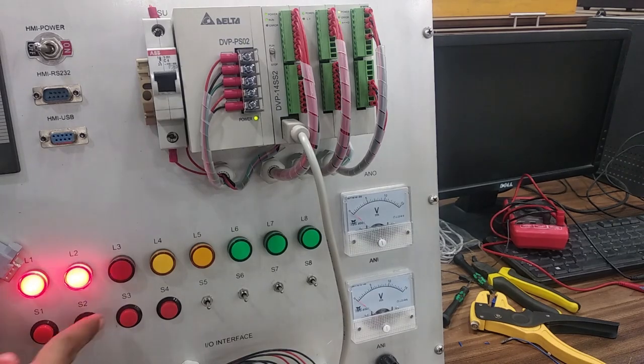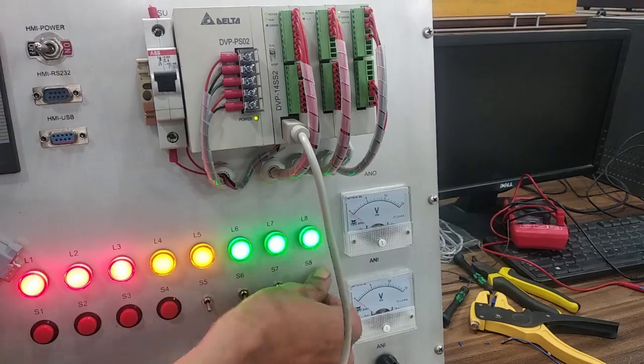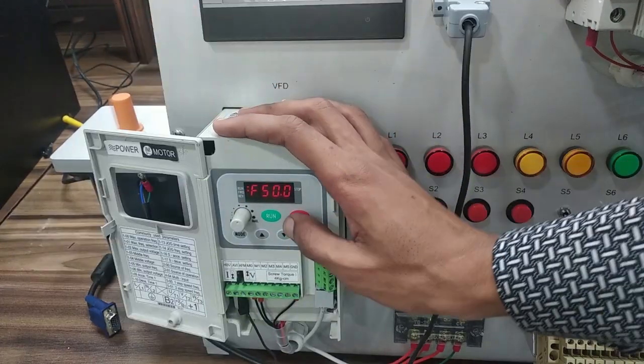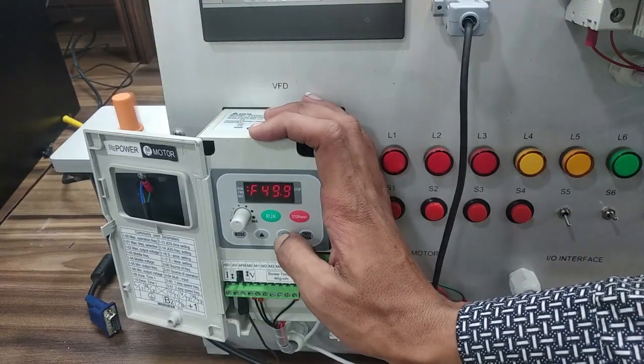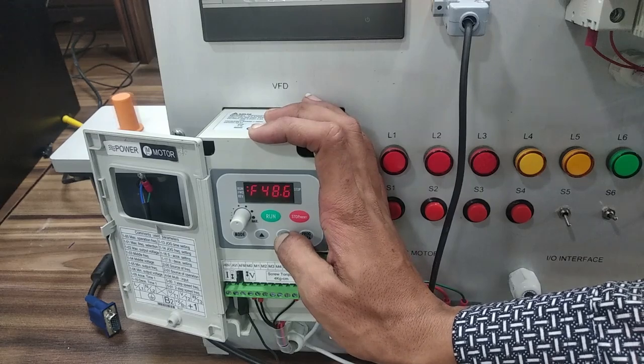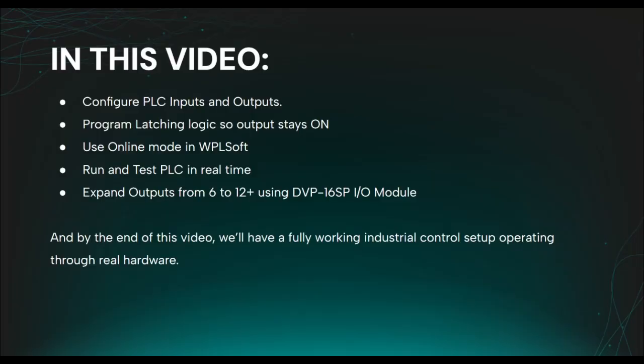What happens when your PLC only has 6 outputs, but your automation system needs 8? In this video, we will solve that problem with our digital input-output expansion module, the DVP-16SP. And we will program the DVP-14SS2 PLC with WPLSoft. We will configure the inputs and outputs, and we will control them with the help of buttons and switches.